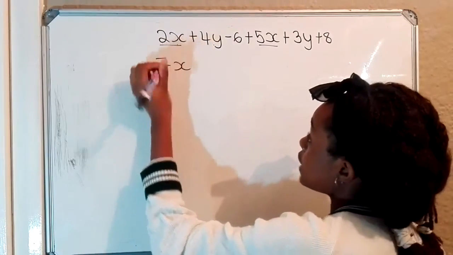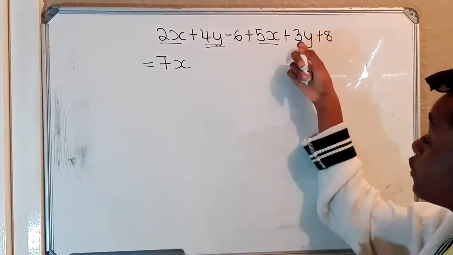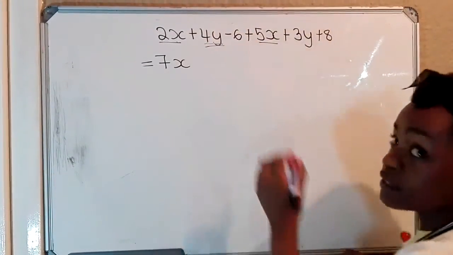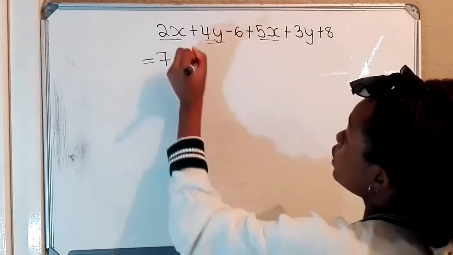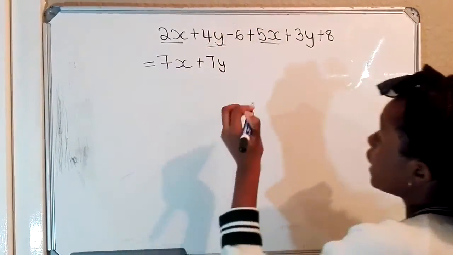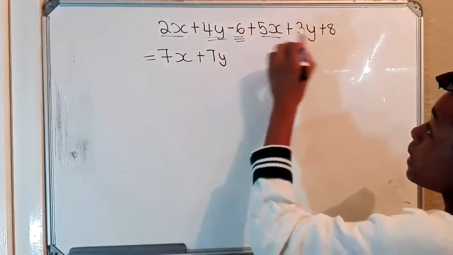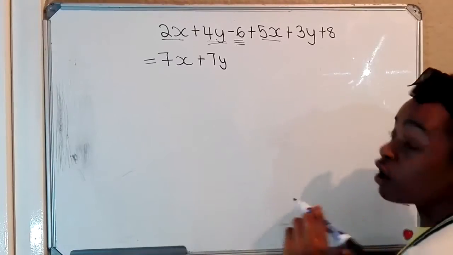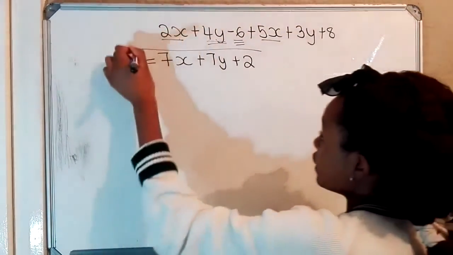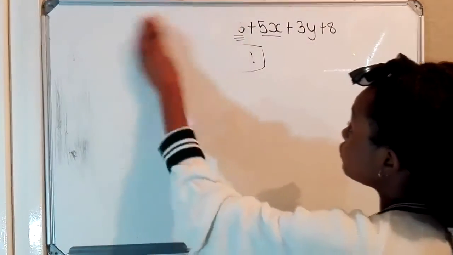And we leave x. And then we have y, which is our next one. So we'll add 4y and 3y because they are like terms. So we add the coefficients. 4 plus 3 gives you an answer of 7 also. So we have 7x plus 7y. We'll leave the y. And then we can do the constants lastly. So you have minus 6 plus 8 gives you an answer of plus 2. So this is our final answer, okay? So what's the next one?